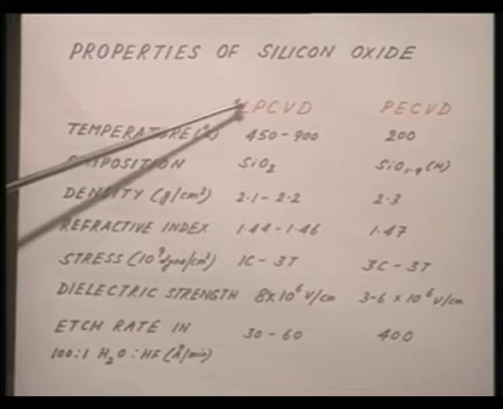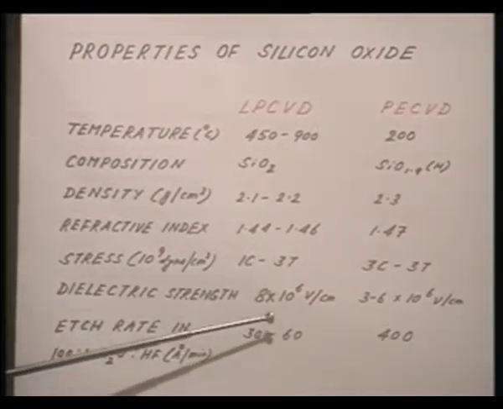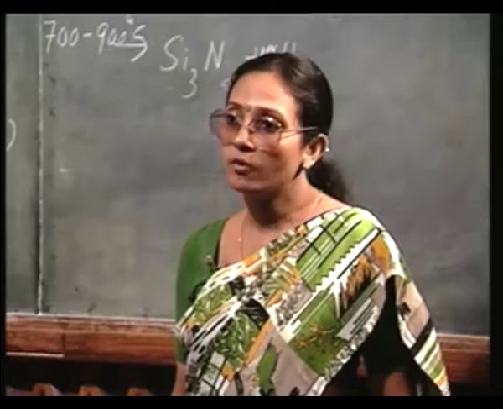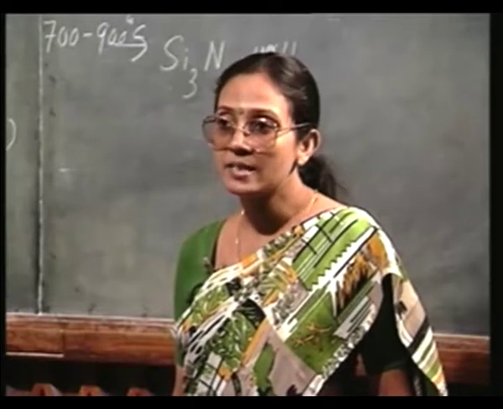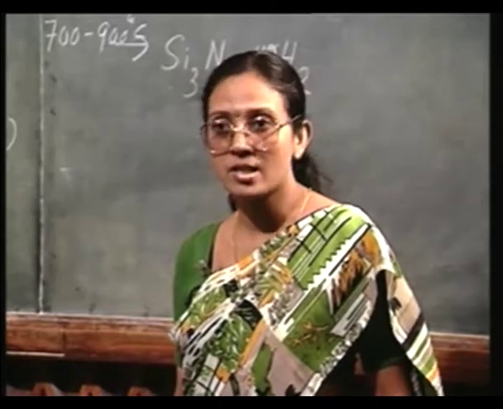And you see, while LPCVD silicon dioxide films' etch rate is only 30 to 60 angstroms per minute, in case of plasma enhanced chemical vapor deposition it is 400 angstrom per minute, much higher. And if you remember, while discussing etching of films, I happened to mention that if you have irradiated films, they will in general tend to etch faster.